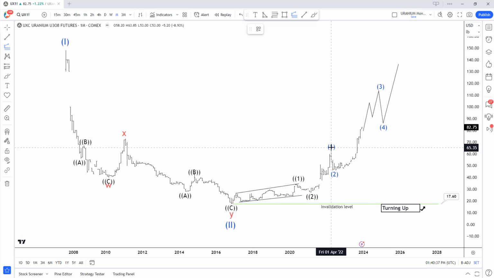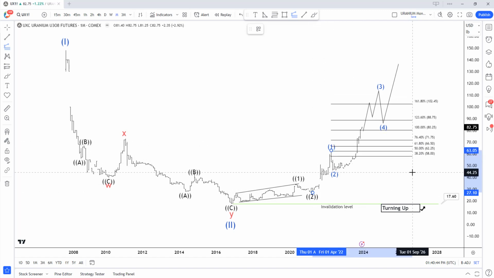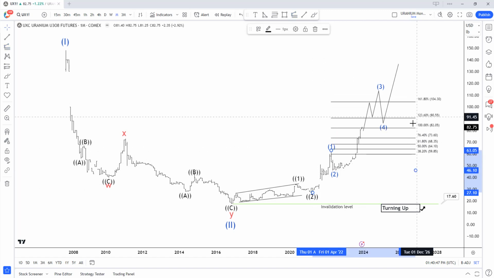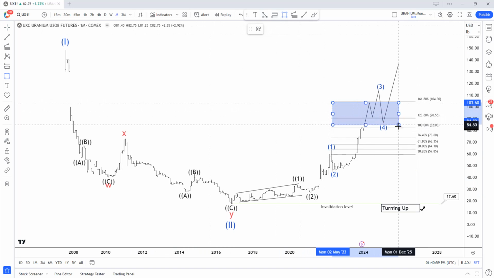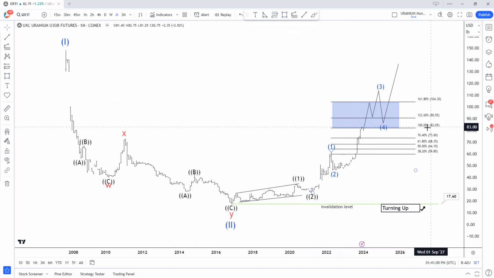So this is your wave 1. This is the starting point of your wave 1. So the way you find where the potential target is, you measure the length of wave 1, and then you project it from wave 2 to get what I call the 100%. This is the most popular Fibonacci extension level here. 100%, 123.6, 161.8.